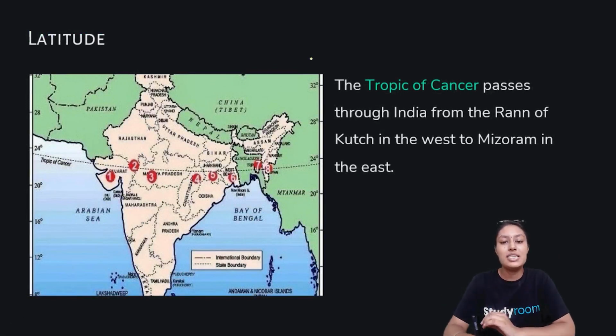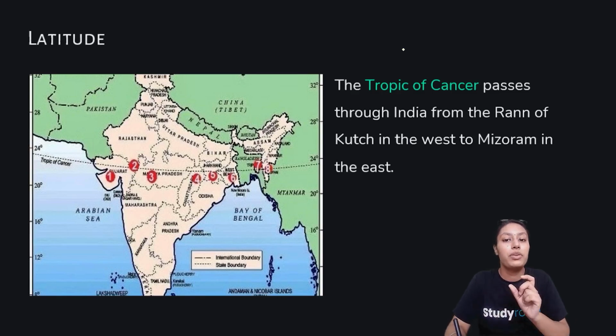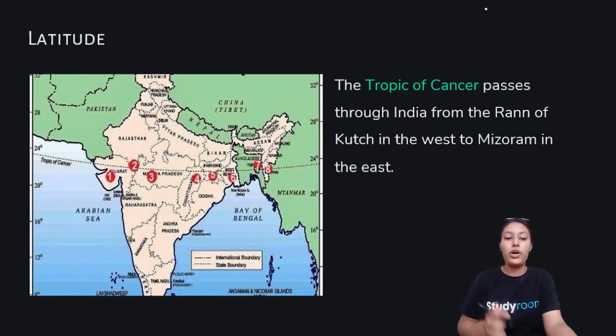The first is latitude. Latitude, I know we have discussed, but now this latitude is in reference to India. So we'll study the climate of India through these factors. Now, one important point to understand here about India is that the Tropic of Cancer passes through India, as you can see in the diagram, from the Rann of Kutch in the west, and in the east it leads towards Mizoram.